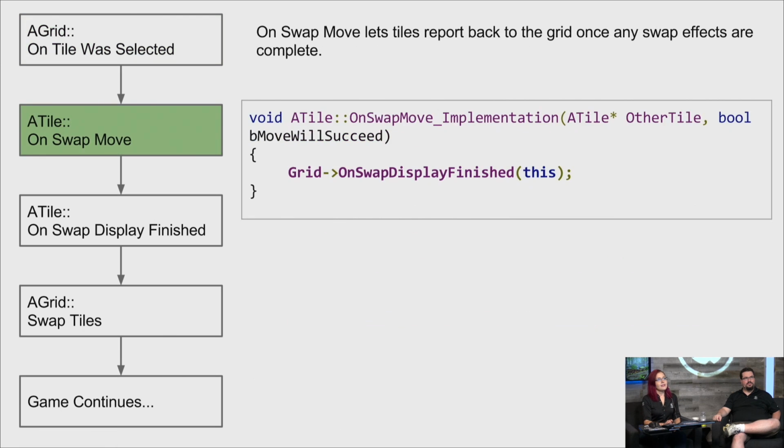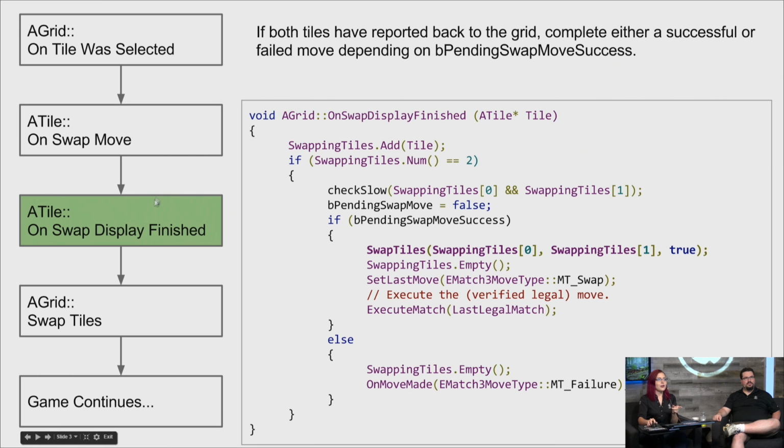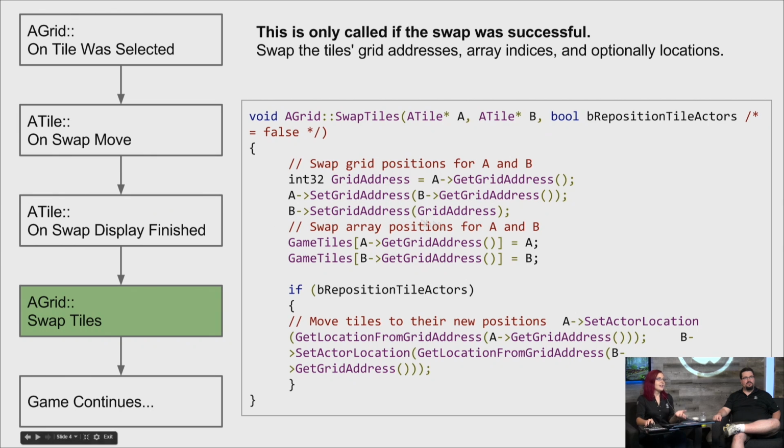So the tile will go back to the grid and say, I'm finished swapping. And then the grid actually swaps the tiles at the very basic level. So it says, all right, they've got a grid address that says I'm at spot 1 and I'm at spot 2. Now they'll switch those, so the original one is at 2 and the next one is at 1. And it does all that handling so that if you click on a tile, it knows where it is on the grid. And then it literally forces the location to swap if you want them to. So then, gameplay continues.